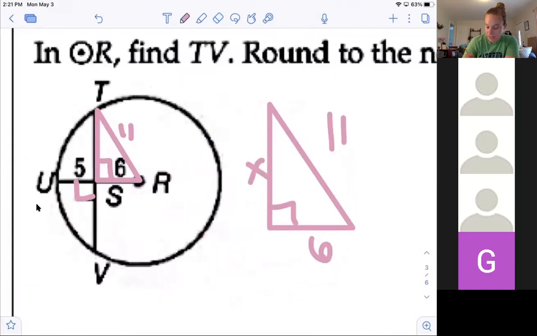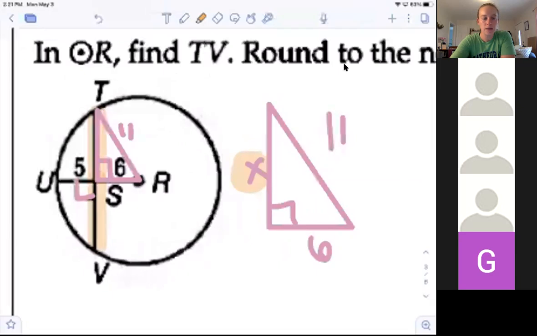And I want to find this length right here. That length goes from T to S, and if I can double it, that will give me the entire TV length. Does anyone know how I would find X? What method would I use to find X?